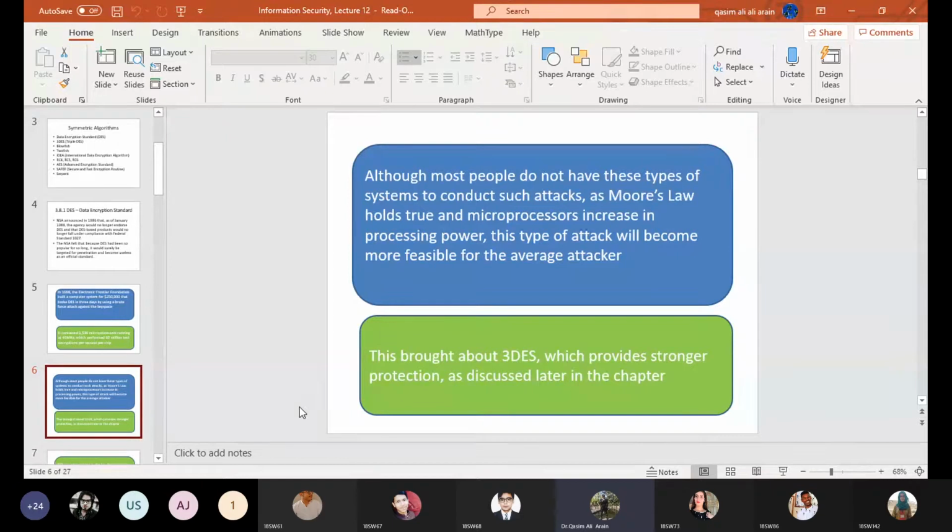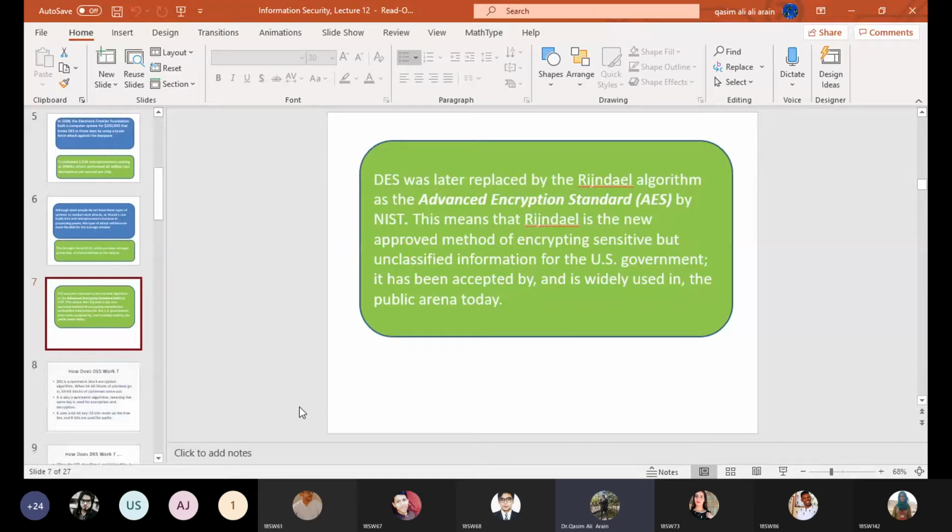So to overcome this problem, they designed another symmetric encryption algorithm called triple DES. I think I have given you the idea of DES and triple DES previously, why DES is called triple DES. The reason I will tell you later, but I previously told you why we use triple DES, right?